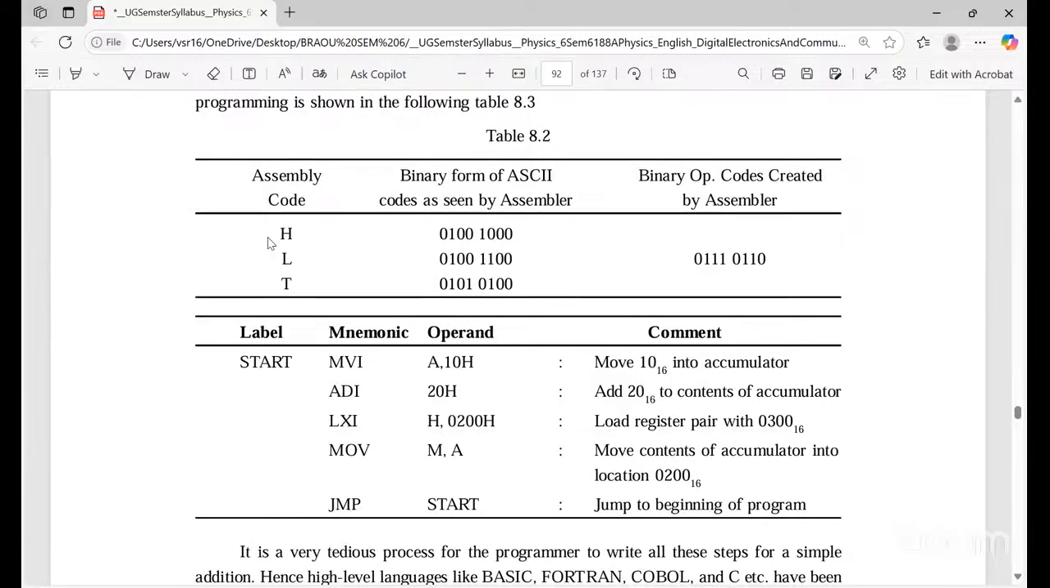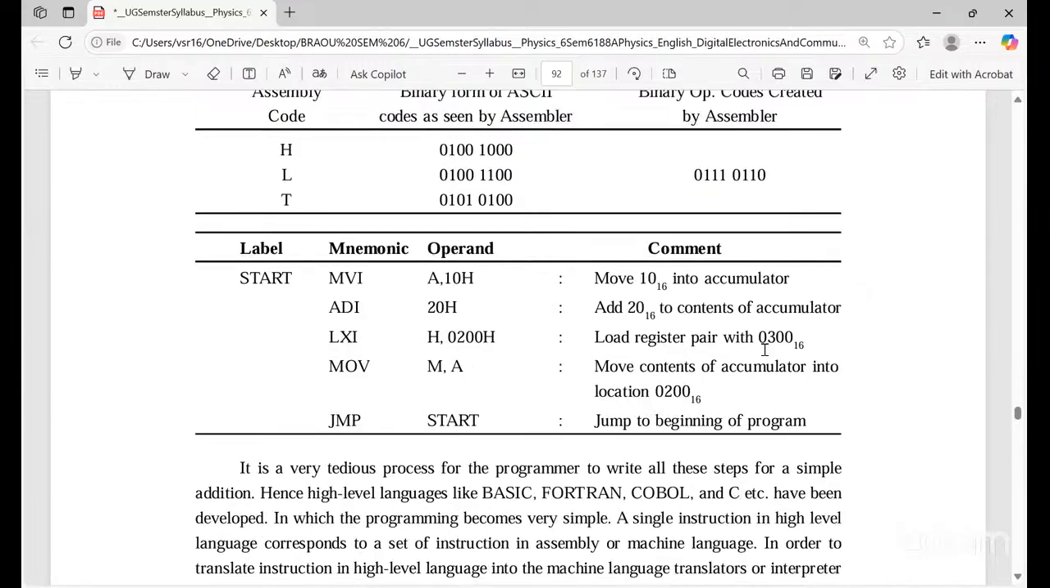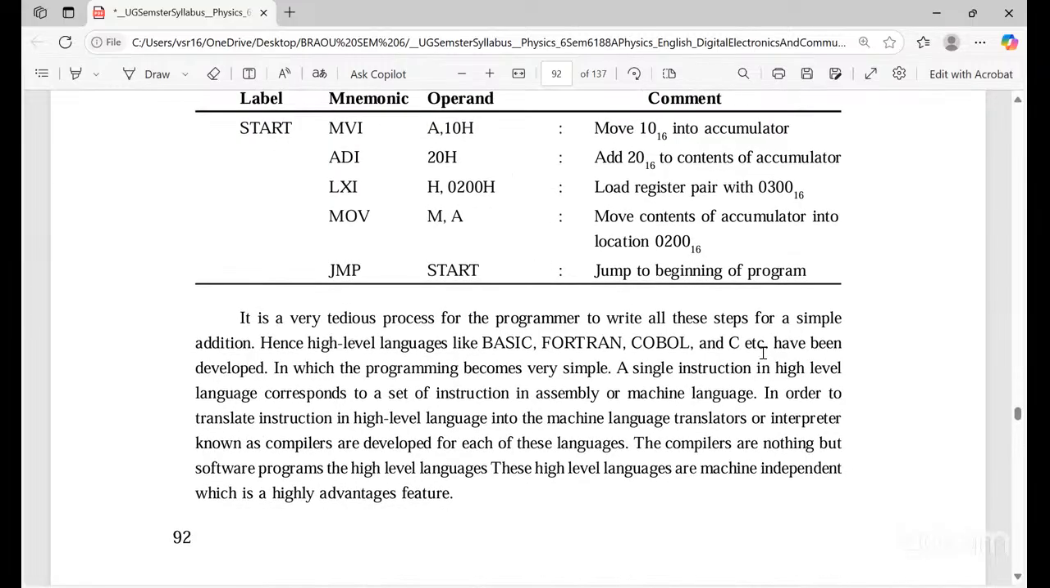So this is the assembly language code, HLT, binary form of ASCII codes, as seen by the assembler, is 0100 1000. So what are the opcodes created by the assemblers? This one. So you can go for one program here.